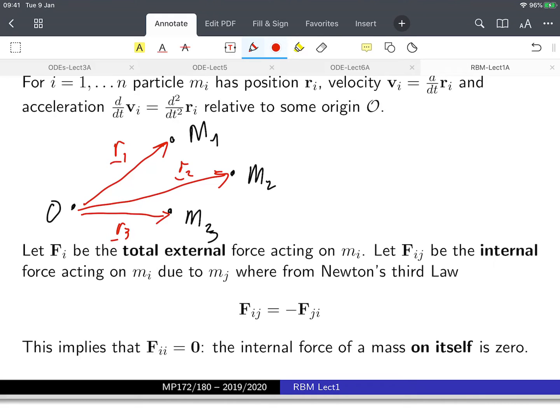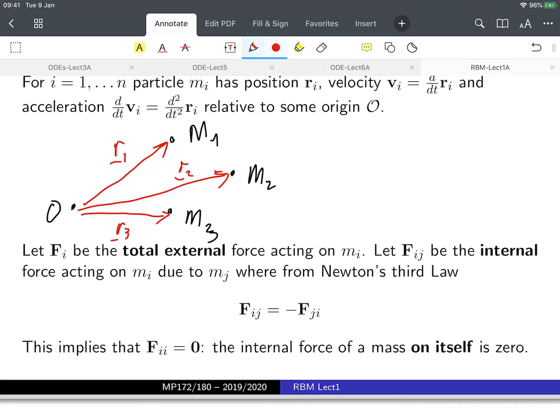Think of gravitation, or maybe magnetic forces, one particle attracting another, and so forth. Right, so those we call Fij. So Fij, that's the force exerted by the jth particle onto the ith particle. Right, so F12, the force exerted by M2 onto M1, F13, M3 onto M1, and so on and so forth.